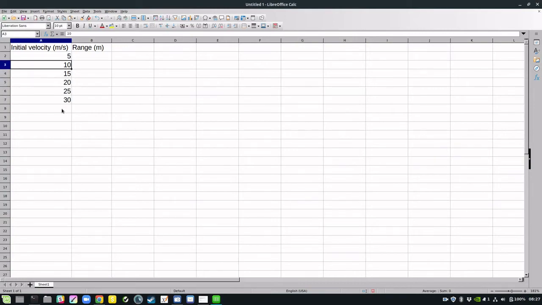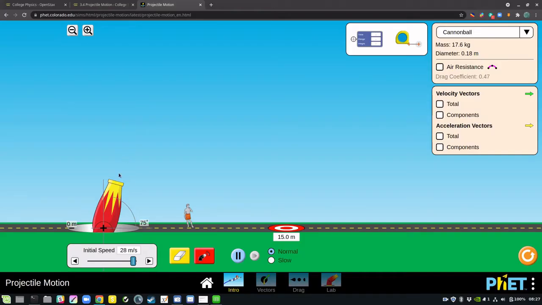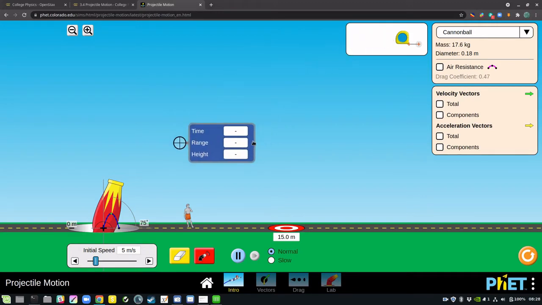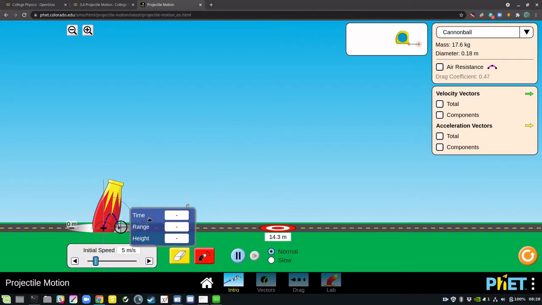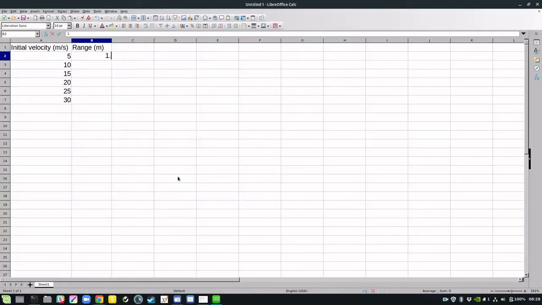Alrighty, so let's get the range for 5 meters per second. So we'll place that at 5, hit fire, and then this tool here is convenient. You could use the ruler, or you could use the landing pad, but this tool actually gives you the values of that particular point. So the range was 1.27 meters.